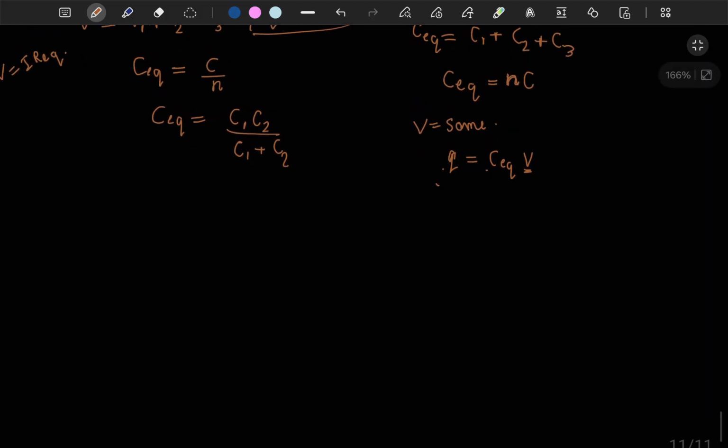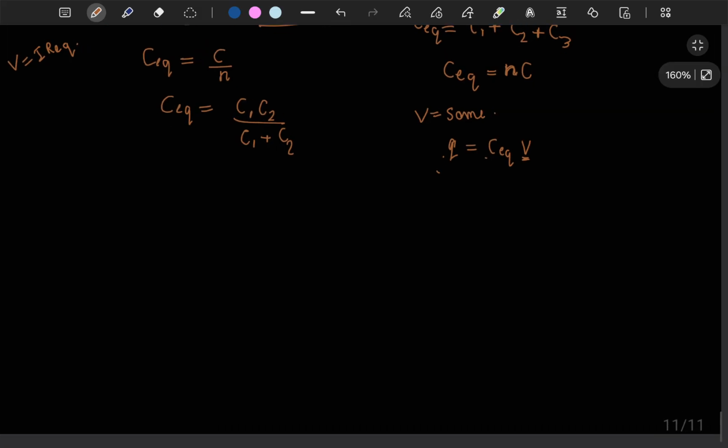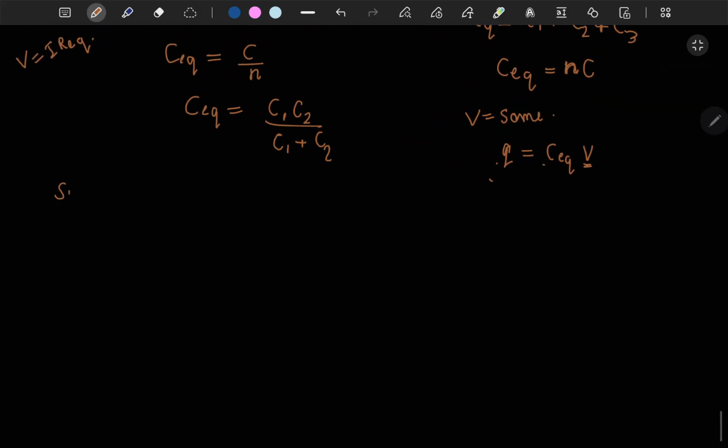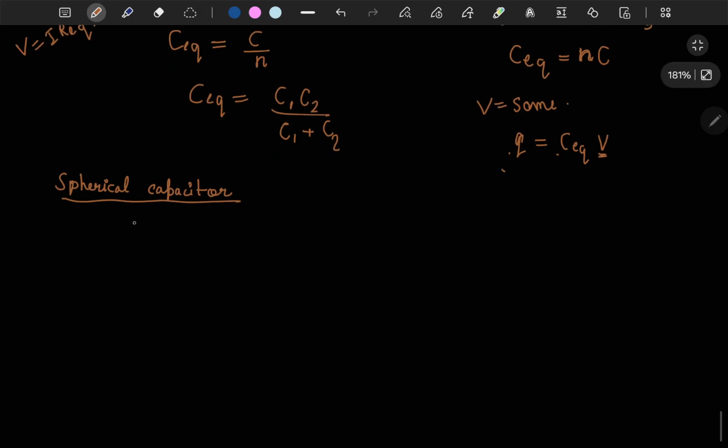So let's talk about the spherical capacitor. Till now we were talking about the parallel plate capacitors. These were the two plates of the capacitor separated by some distance and having the two charges. So these were the parallel plate capacitors. Now we are talking about the spherical capacitor.